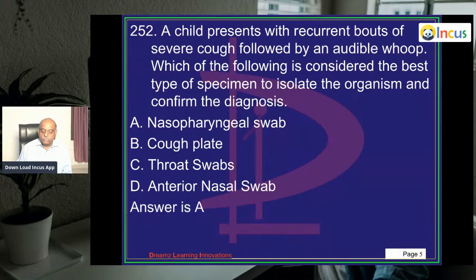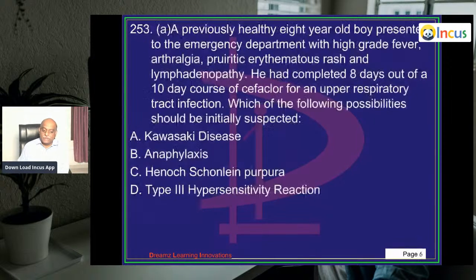Now, doctor, a child presents with recurrent bouts of severe cough, audible whooping. So what do you want to take? Nasopharyngeal swab if you are suspecting pertussis.